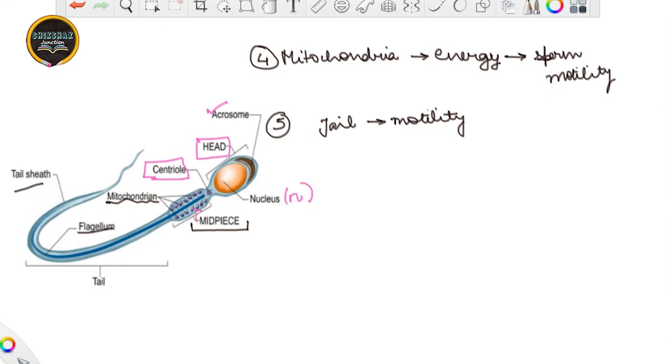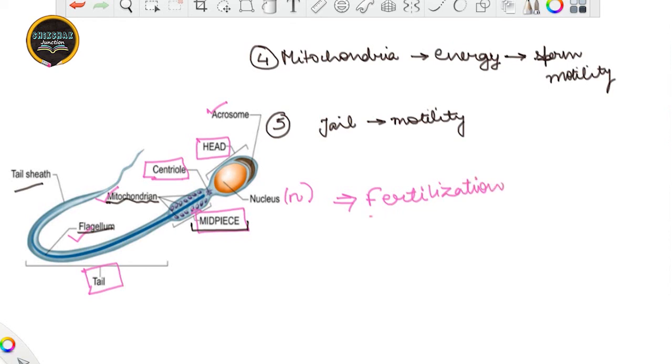After the neck you have this midpiece, which contains the mitochondria that provide the energy for the movement of the sperm. After the midpiece you have this tail which contains the locomotory organ in the form of flagellum, which in turn helps in the movement of sperm. So that is how these sperms get the motility, and then it leads to the fertilization. Why? Because the development is complete. Now it goes to the ovum.